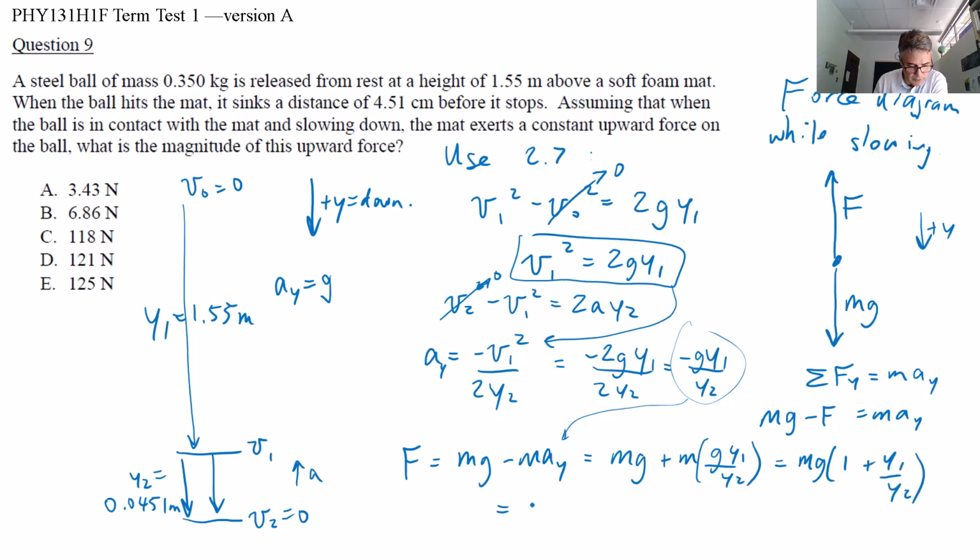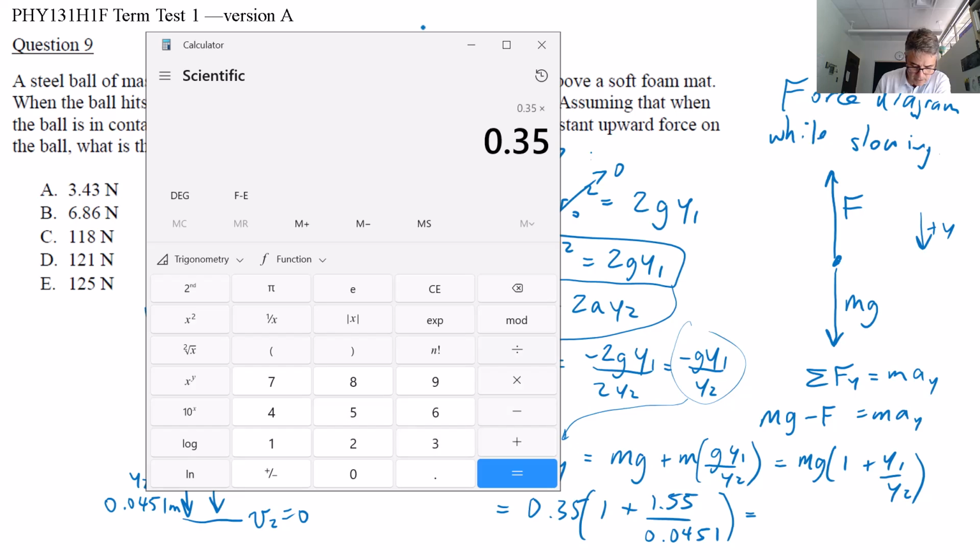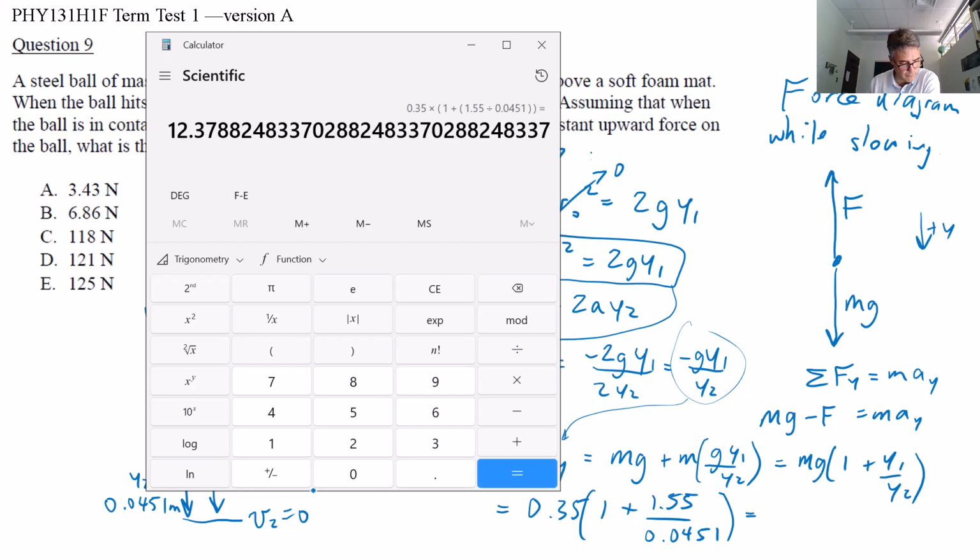And plugging in all the numbers, we have 0.35 kilograms times 1 plus, it fell 1.55 meters, and then stopped over 0.0451 meters. 0.35 times open parentheses 1 plus, another open parentheses, 1.55 divided by 0.0451, close parentheses, equals, and I got 12.4.